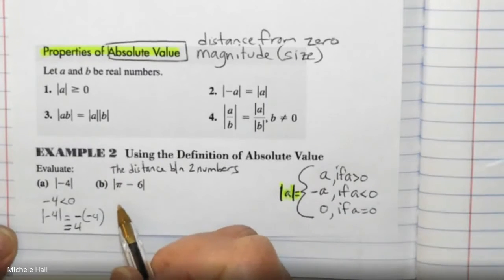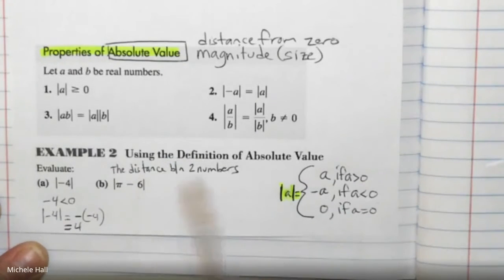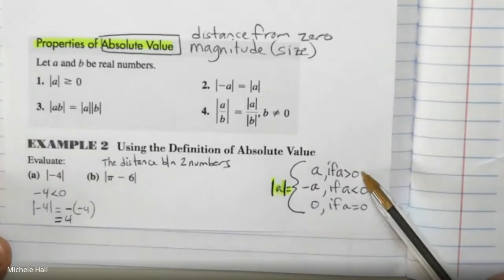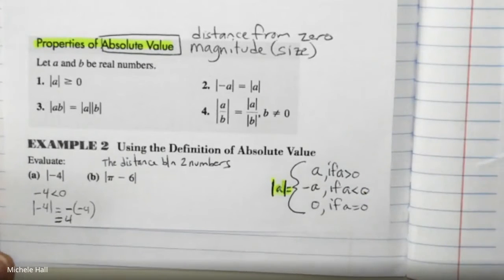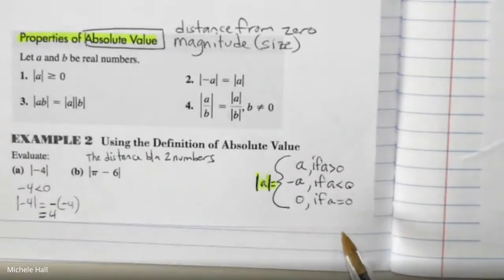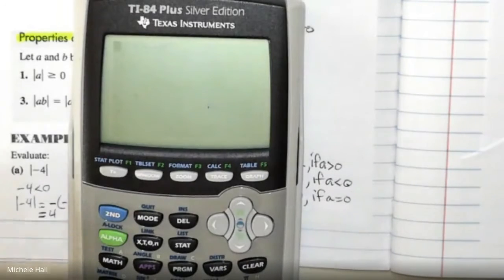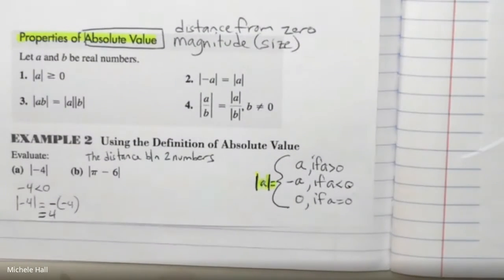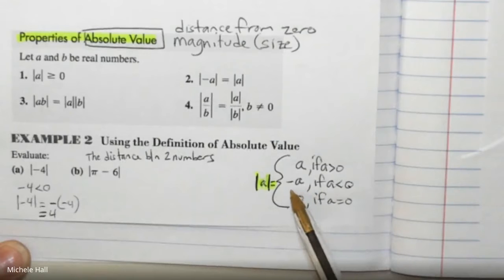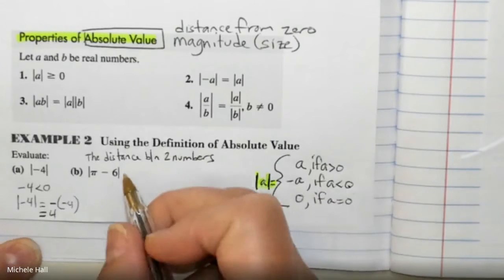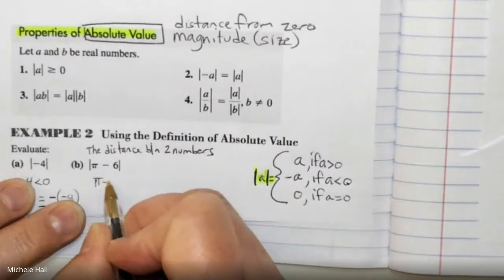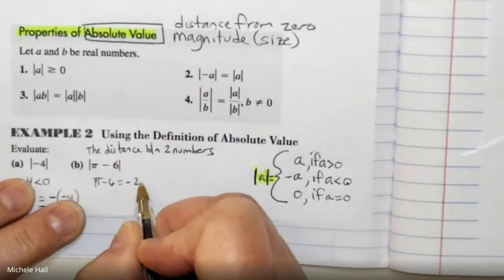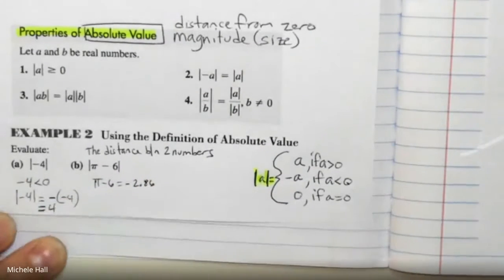Problem B. What is the absolute value of pi minus 6? Is A going to be greater than 0? Is A going to be less than 0? Or is A going to be equal to 0? Pi minus 6 is equal to -2.86. We are in the situation of pi minus 6 equals -2.86.